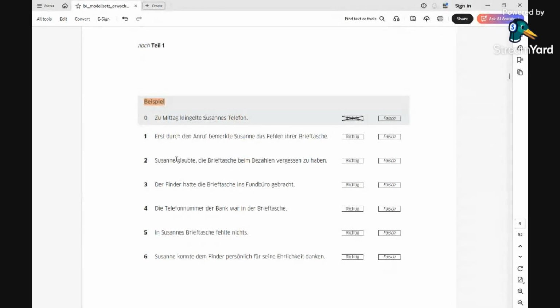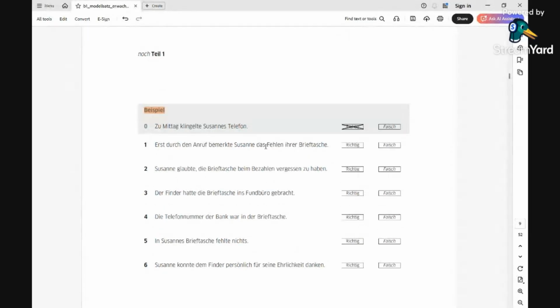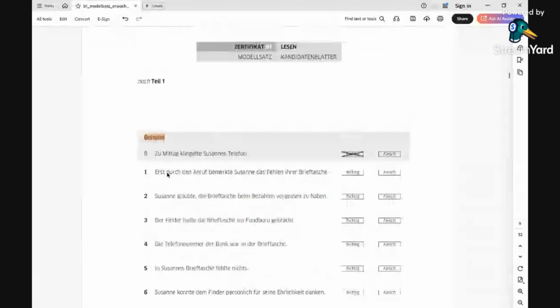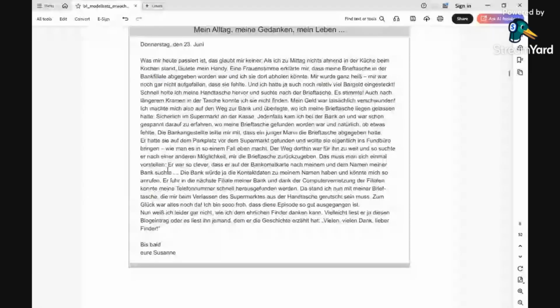So the first thing you're going to do is read the questions one by one as you mark the keywords. Keywords are those words that are going to help you find the answers in the passage. So we read the questions one by one, mark the keywords, and then we come and read the passage. So let's start by reading the questions.